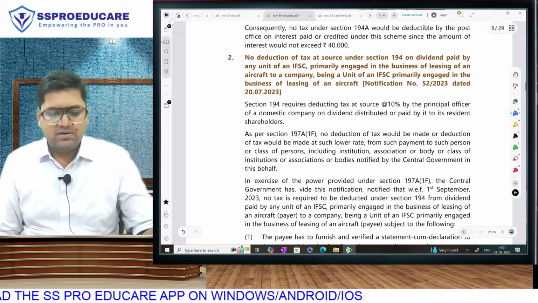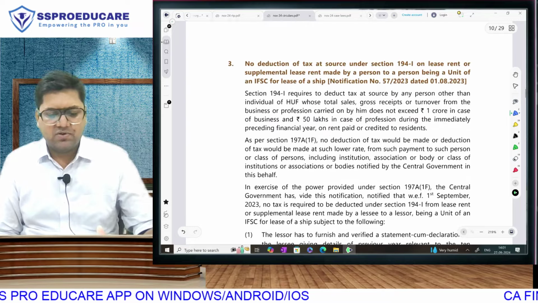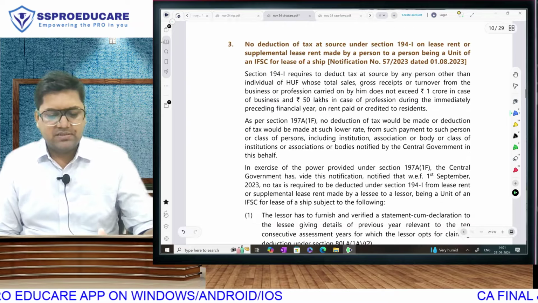Very short, simple. And the next is related to IFSC. IFSC has got a lot of tax benefits, not relevant as far as examination is concerned.